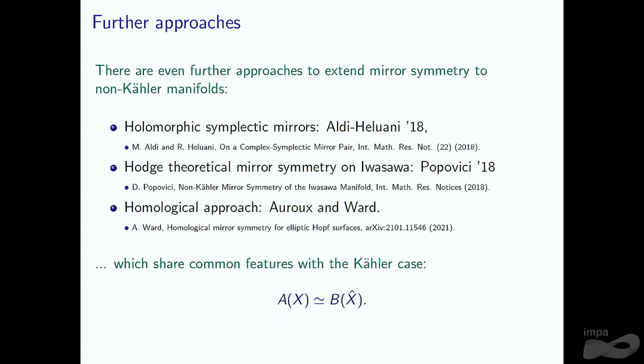Okay. So there are further approaches to this non-Kähler mirror symmetry. There is very interesting work by Abigail Ward and Denis Auroux about the homological approach. And what Abigail did in her thesis is to be able to match part of the derived category of coherent sheaves, I mean, the Picard of a Hopf surface, with a suitable Ginzburg-Landau model on a symplectic manifold. And interestingly, the fact that the complex manifold is non-Kähler is reflected in the fact that the superpotential is not holomorphic with respect to any complex structure. There are also more Hodge theoretical works by Popovici, and also a nice paper by Aldi and Heluani that is closely related to what I'm going to tell you here.